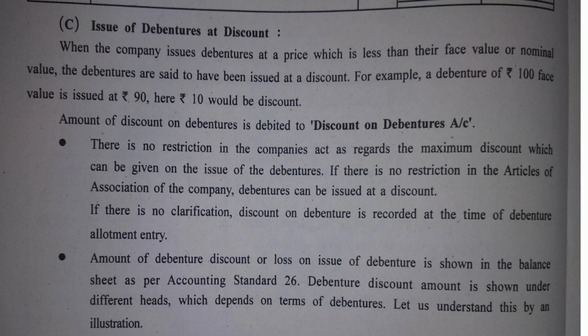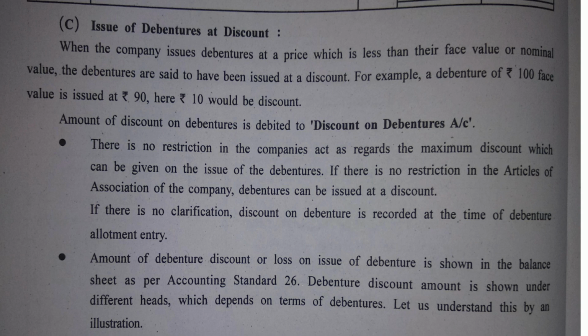So the third case for issue of debentures is issue of debentures at discount. Now this is opposite to the previous topic. As I said, when the debentures are issued at a price higher to its face value, it is premium. Now, if the debentures are issued at a price lesser to its face value, it is said to be issue of debentures at discount. And this topic is given on page number 72 in your textbook.